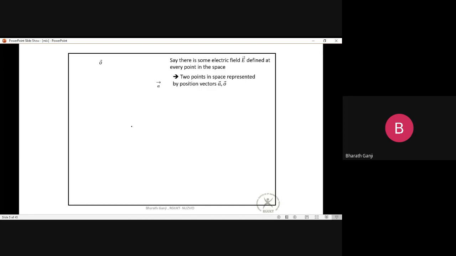Say there are 2 points, there is a point O, and O bar is the position vector of point O, and there is a position vector of point A. What I am doing, I am basically walking from my point O to point A. Basically, what I am trying to do is I want to take a charge from point O to A. O is my reference point, and from that point I want to take a charge to point A.